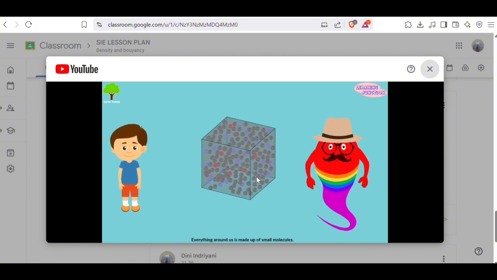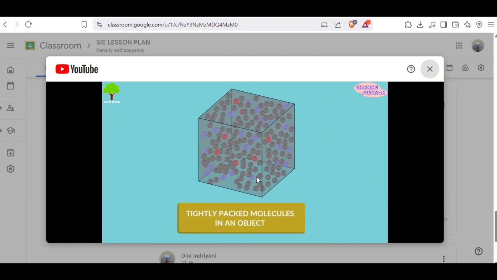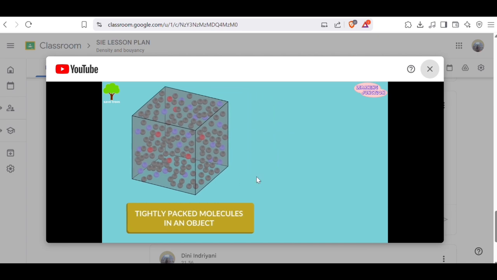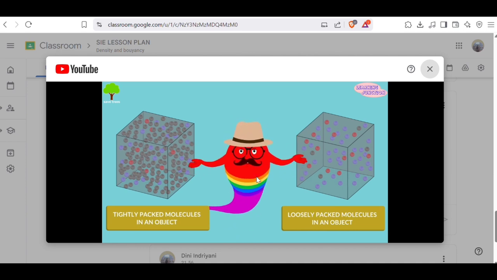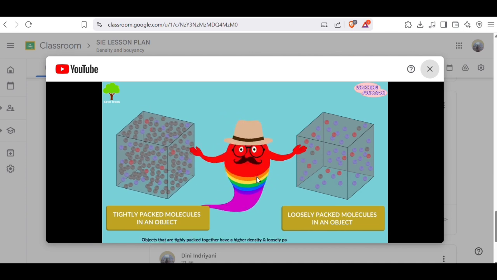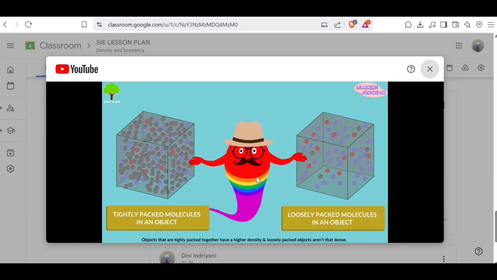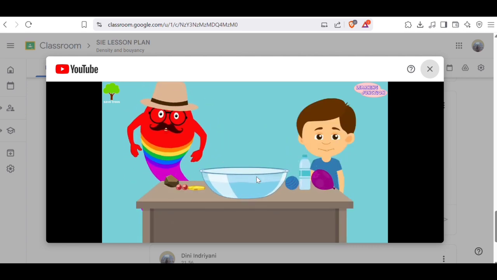Everything around us is made up of small molecules. In some objects, tiny little particles called molecules are tightly packed together, and in others, they are loosely packed together. This is actually what density means. The objects that are tightly packed together have a higher density, and the more loosely packed objects aren't that dense. Whatever objects sink are more dense.